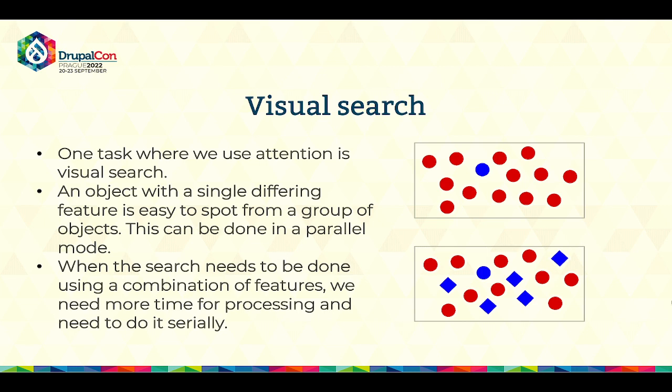One task where we use attention is visual search. If there is one object that is different from the others in one aspect, we can quickly identify it from a group of objects. So we can immediately see that there is one blue circle there. And this can be processed in a parallel mode in our brain. But when we need to search for something that has a combination of features, then we need to do processing serially, and it takes more time, it's more difficult. So trying to find the blue circle from a picture that has red circles and blue diamonds takes more time. It is processed differently.